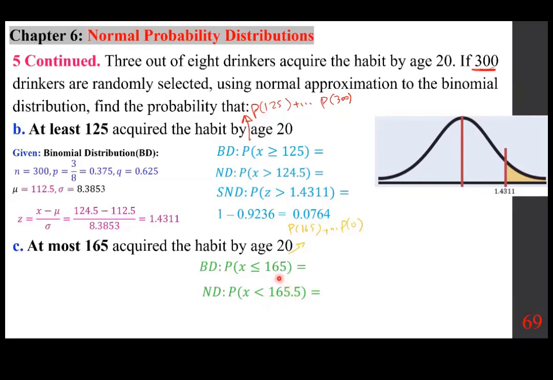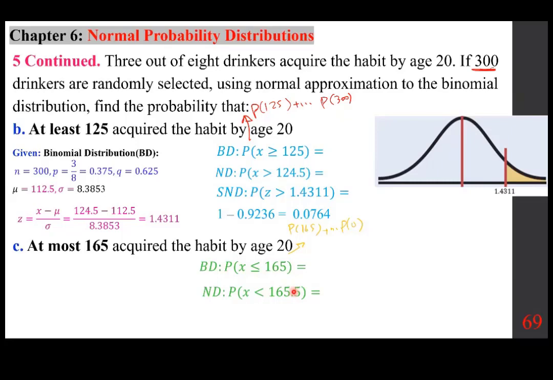By the way, one may ask, what happened to the equality? If you put the equality here or not, it makes no difference because this is normal distribution. But over here, it does make a huge difference. If you don't have the equality, then actually this will change to 164.5.